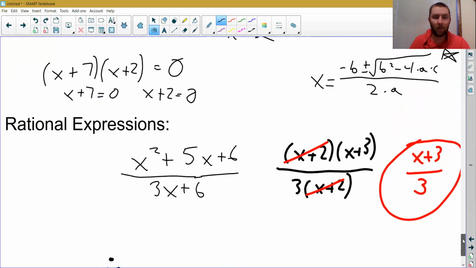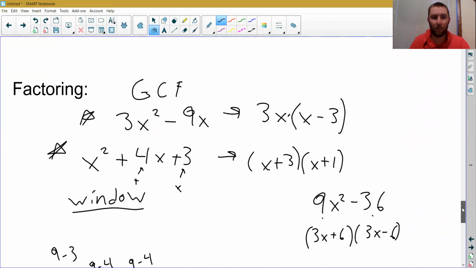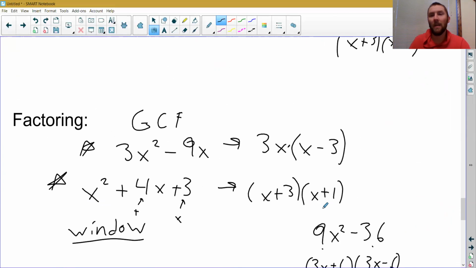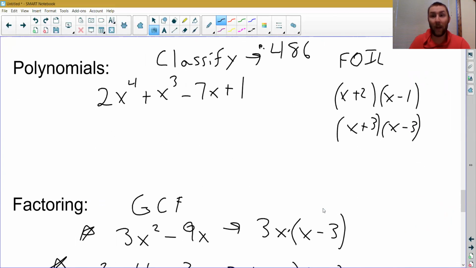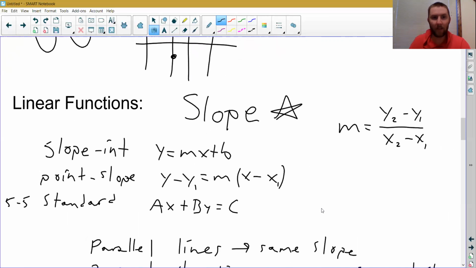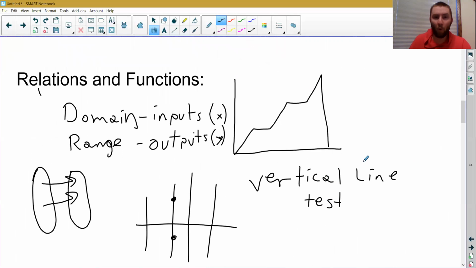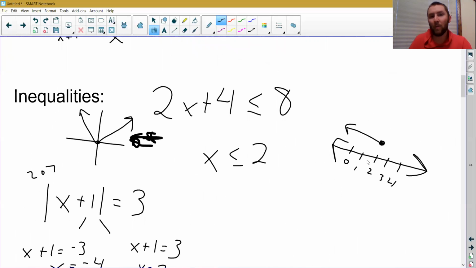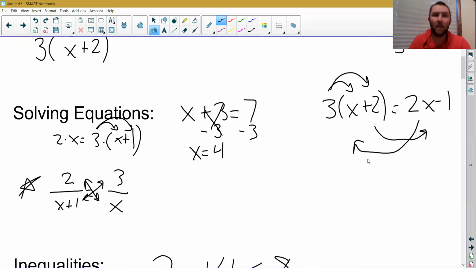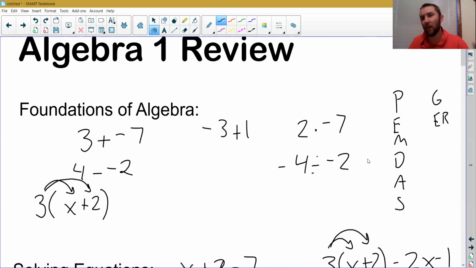So if you have questions or concerns, that's everything that we've done the whole school year in a nutshell, okay? Chapter 11, rational expressions, just the first couple sections. Chapter 9, solving quadratics, a few sections. Chapter 8 was polynomials and factoring. Chapter 7 was exponents. Chapter 6, systems of equations. Chapter 5, linear functions. Chapter 4 was relations, functions, vertical line test, domain and range. Chapter 3 was inequalities, and then that absolute value stuff. Chapter 2 was solving equations. Chapter 1 was the foundational stuff, PEMDAS, order of operations, distributive property, and so on, okay?